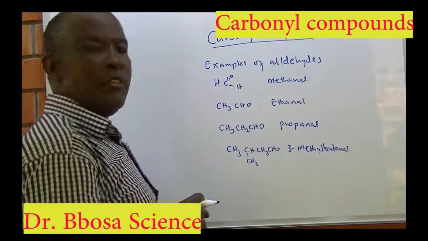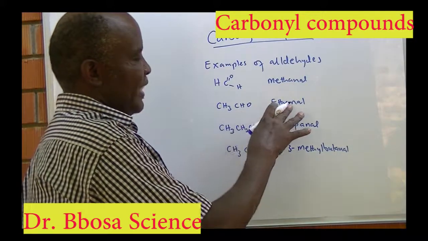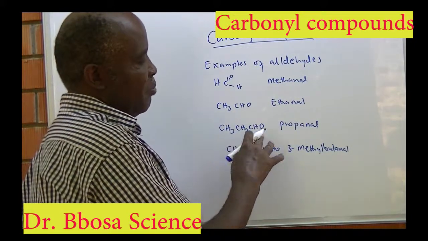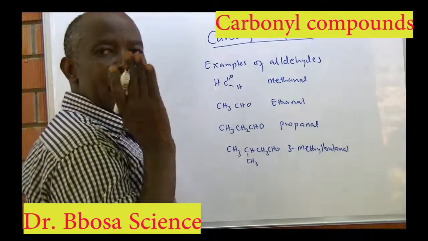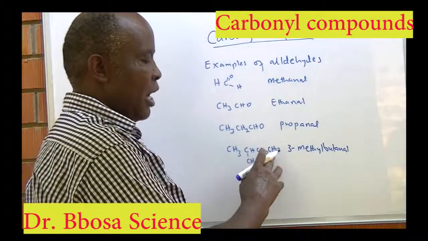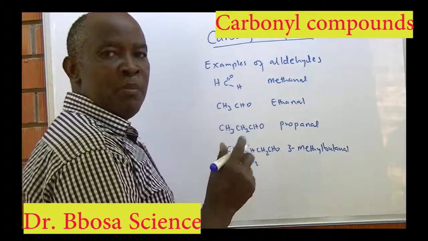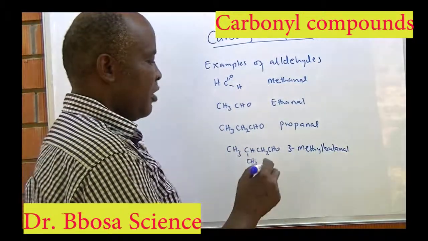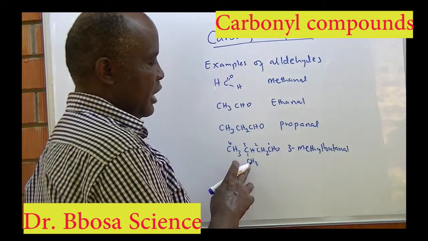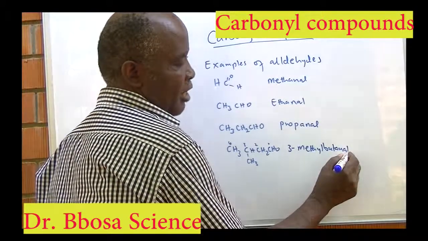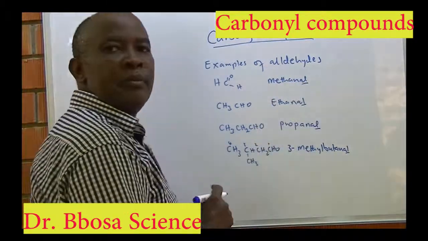Examples of aldehydes: we have methanal, one carbon atom; ethanal, two carbon atoms; propanal, three carbon atoms; butanal, four carbon atoms. Usually in aldehydes, the carbonyl group is assumed to be at position number 1, so its position need not be mentioned. So you can have 1, 2, 3, 4. So this is 3-methylbutanal. Also note that the names of aldehydes end with AL.